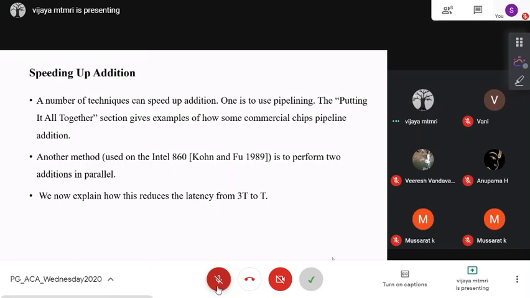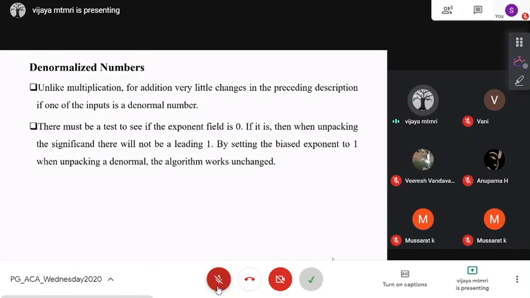Denormalized numbers. Unlike multiplication, for addition very little changes in the precedence and description if one of the inputs is a denormal number. There must be a test to see if the exponent field is 0. If it is, then when unpacking the significand, there will be no leading 1. By setting the biased exponent to 1 when unpacking the denormal, the algorithm works unchanged.